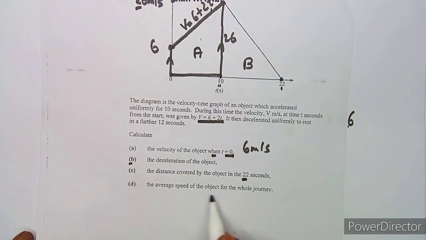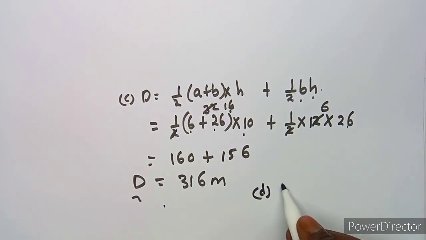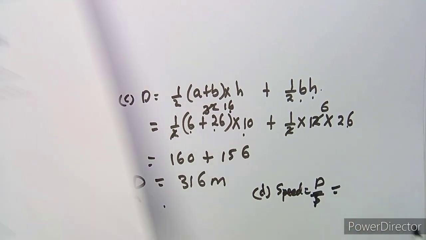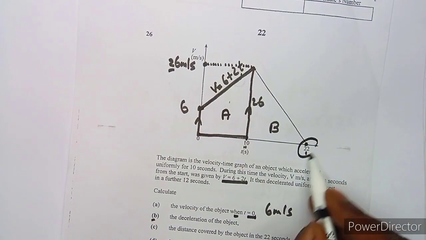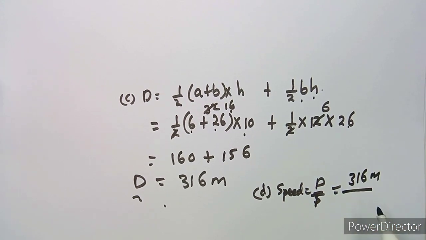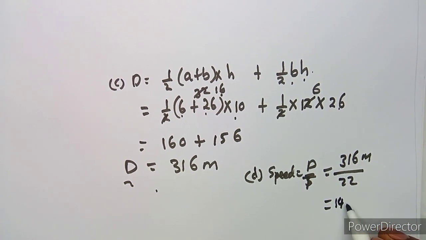Then the average speed of the whole journey, definitely that is distance over time. Remember, speed is distance over time. So your distance is the one that was traveled in 22 seconds, which is the whole journey, 316 meters over the time of 22 seconds. So this one, guys, you have to reduce just like what we did there on the acceleration. If you divide properly, you must obtain something like 14.36, repeating 36, something like that.